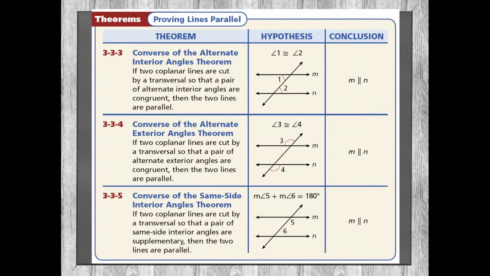3.34 states if 2 coplanar lines are cut by a transversal so a pair of alternate exterior angles are congruent, then the 2 lines are parallel. This is the converse of the alternate exterior angles theorem. And 3.35 says that if we have 2 lines cut by a transversal and a pair of same-side interior angles are supplementary, then the 2 lines are parallel.